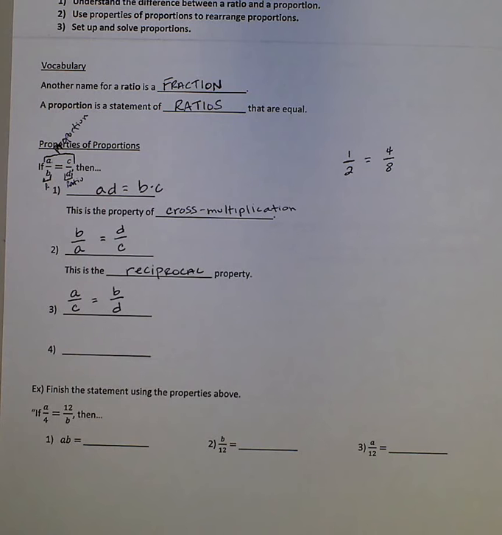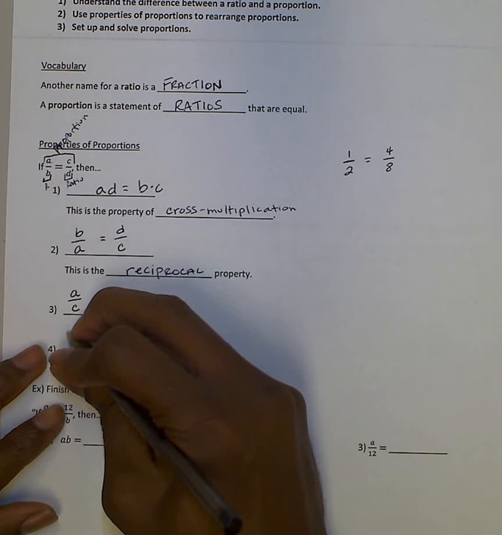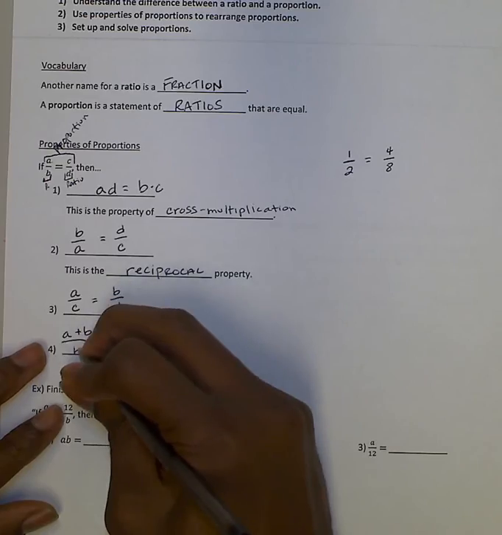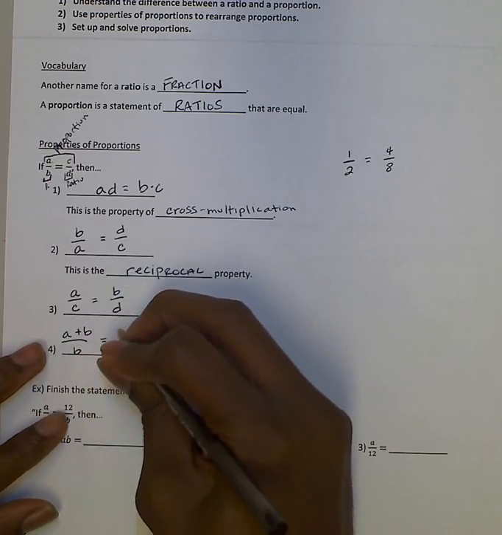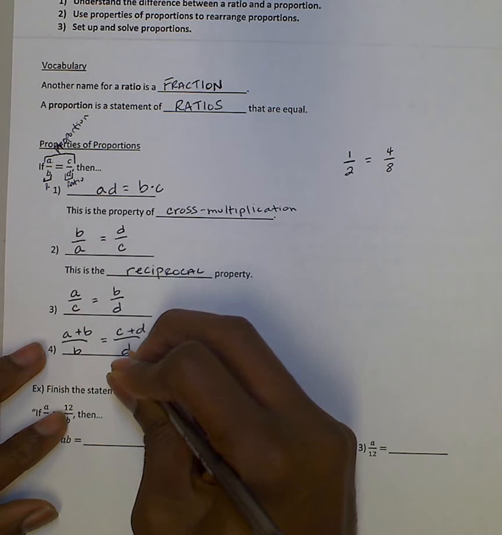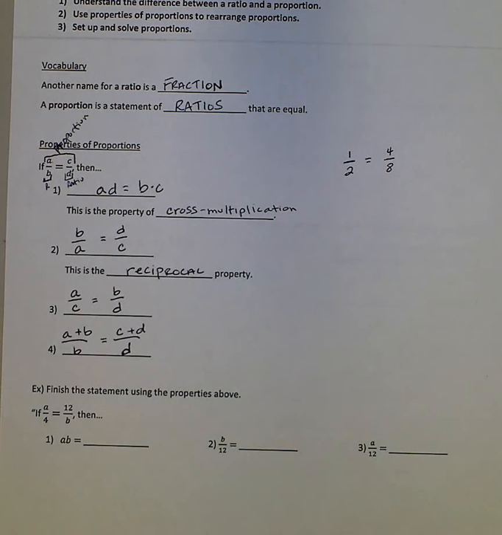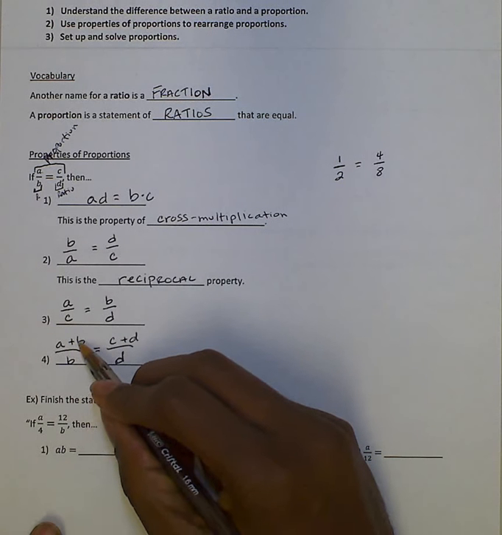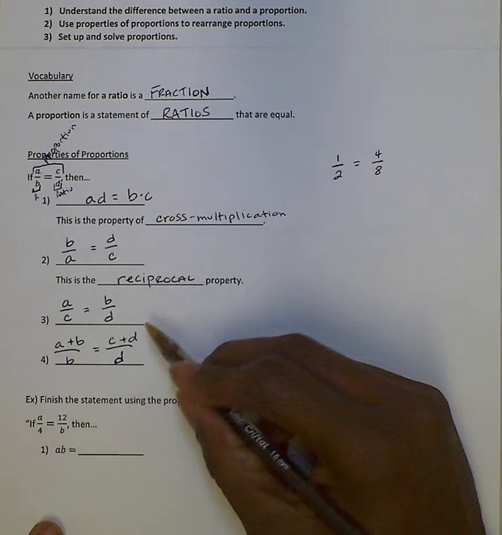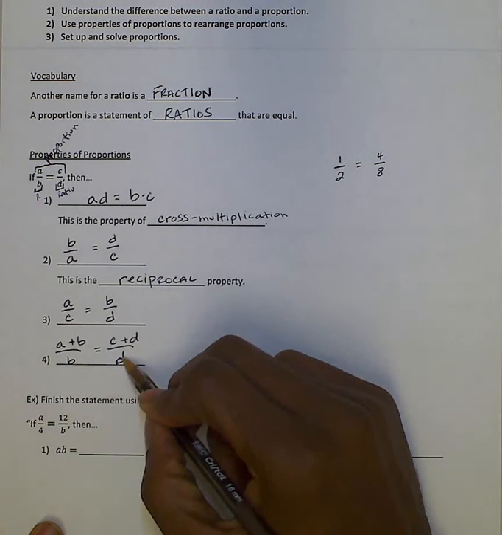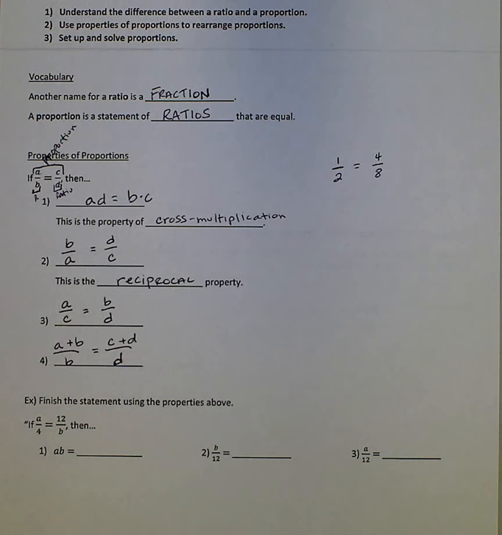And finally, I should be able to say that A plus B over B equals C plus D over D. This one seems the strangest, I think. You might not think that you'll use it, but we will use it in this chapter. I want you to notice that B over B is just 1, and D over D is just 1. So basically we're saying if A over B equals C over D, and we add 1 to both sides, they're still equal to each other.